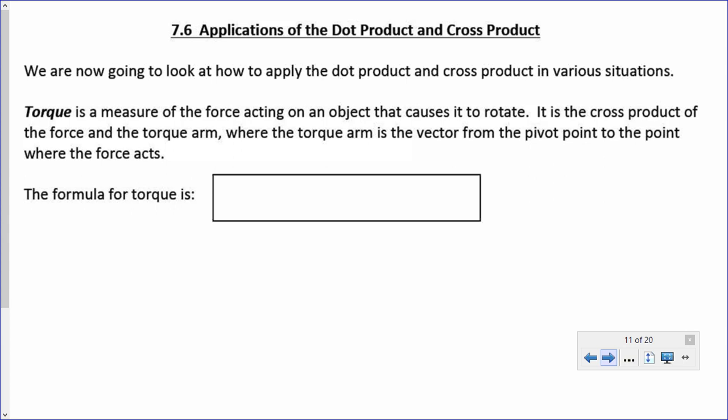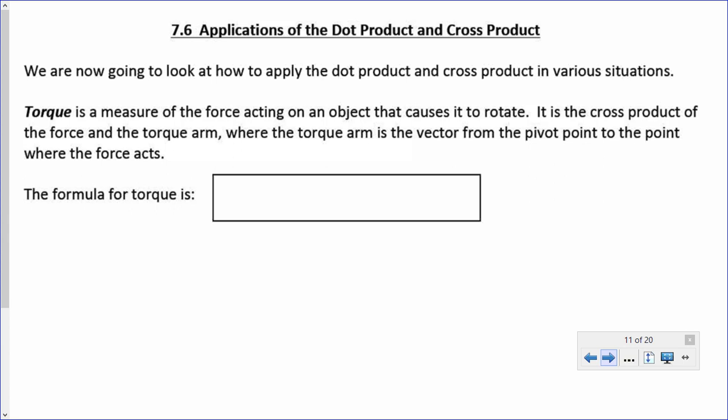Torque is a measure of the force acting on an object that causes it to rotate. You use torque anytime you use a wrench, a screwdriver, an Allen key, or you're screwing in a light bulb. You're applying a force rotationally to cause something to go in a perpendicular direction. You're turning a screwdriver because you want the screw to go into the wood, but you're actually moving it perpendicular to the way it's going in.